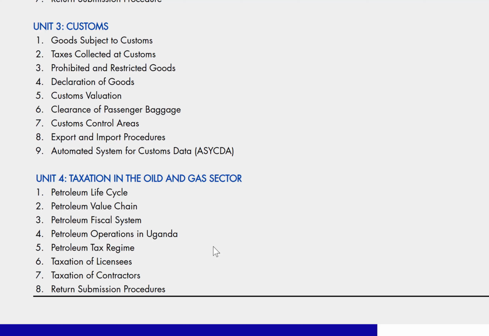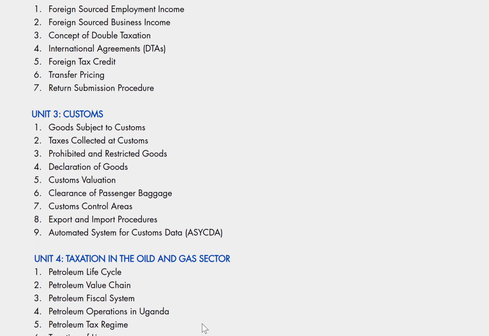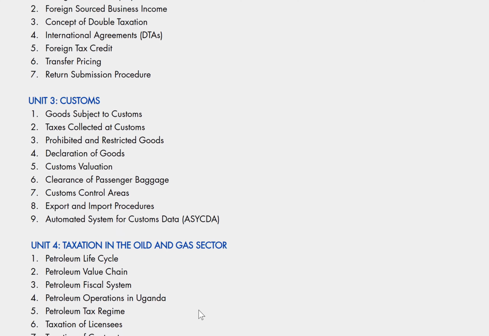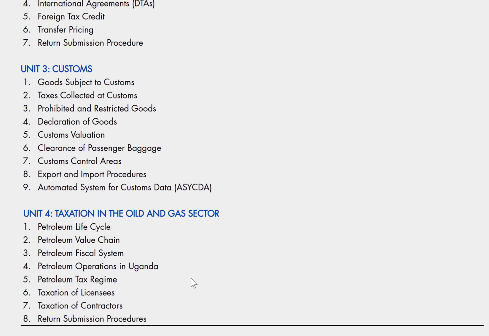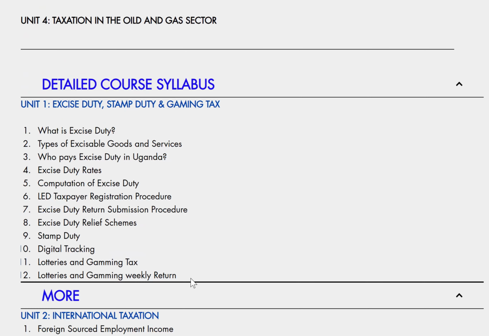We shall be talking about the petroleum life cycle. We shall be talking about the petroleum value chain. We shall be talking about the petroleum fiscal system. We shall be talking about the petroleum operations in Uganda, petroleum tax regime, taxation of licensees, taxation of contractors, the return submission procedure. So it's a lot.